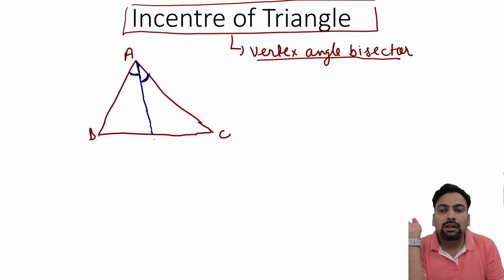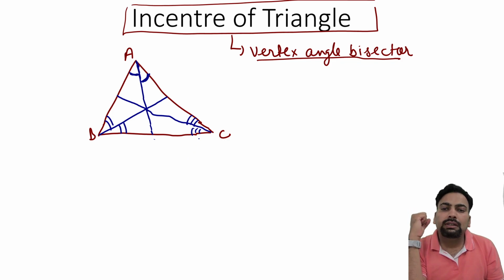Similarly, if we draw from B, this angle is equal to that angle. If we draw from C, don't mind, this is meant to be a straight line.